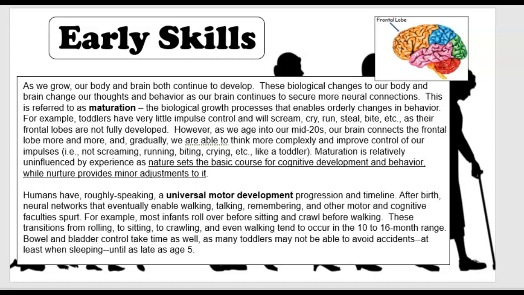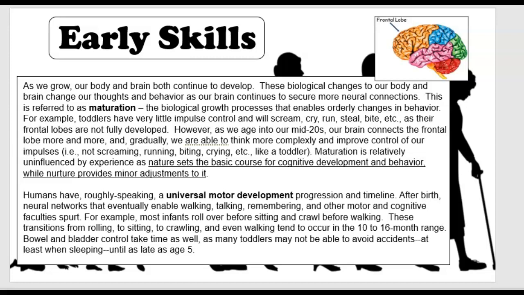So toddlers have very little impulse control. They scream, they cry, they run. And then as they get older, those things should develop. The reason they're developing is because your frontal lobe, the part of your brain that's trying to manage impulse, I believe is discussed in a previous unit. So in about your 20s, your prefrontal cortex, your frontal lobe, is becoming more and more developed, and you are improving in your control of impulses.